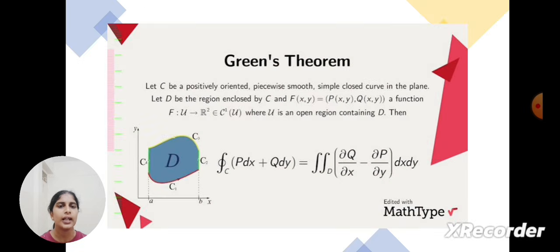Next, Green's theorem. Let C be a positively oriented smooth, simple closed curve in the plane. Let D be the region enclosed by C, and F of x, y equals P of x, y and Q of x, y, a function F on U in R squared, where U is an open region containing D. Then the contour integral over C of P dx plus Q dy equals the double integral of dou Q by dou x minus dou P by dou y, dx dy. This is the equation for Green's theorem.